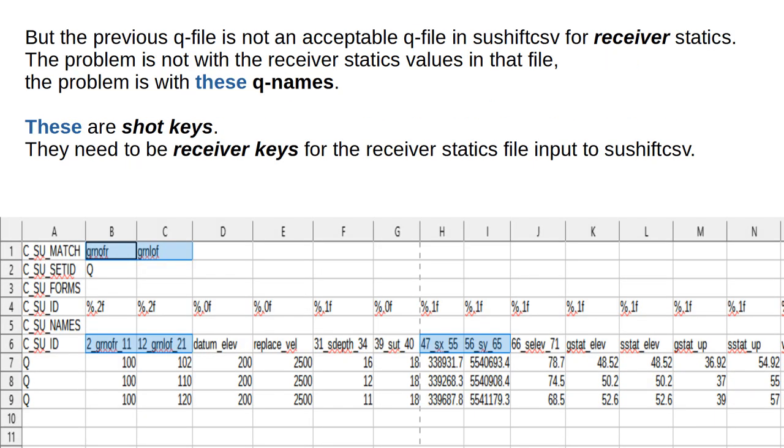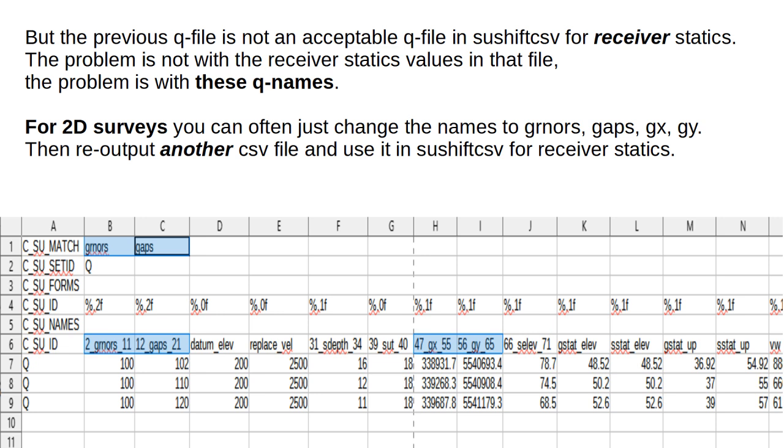But the previous Q file is not an acceptable Q file in sushiftcsv for receiver statics. The problem is not with the receiver statics values in that file. The problem is with these Q names. These are shot keys. They need to be receiver keys for the receiver statics file input to sushiftcsv. For 2D surveys, you can often just change the names to Gronors, gaps, gx, and gy. Then re-output another CSV file and use it in sushiftcsv for receiver statics.